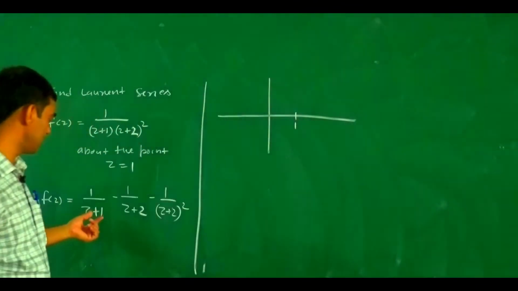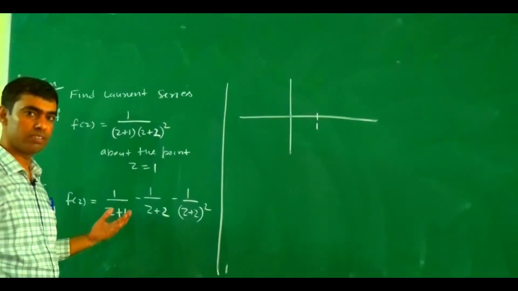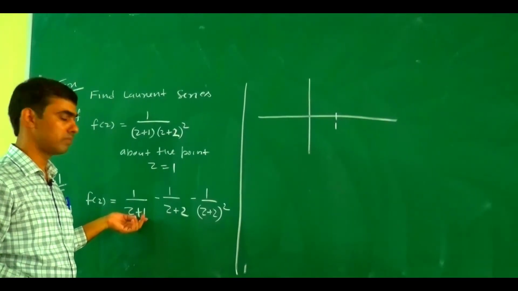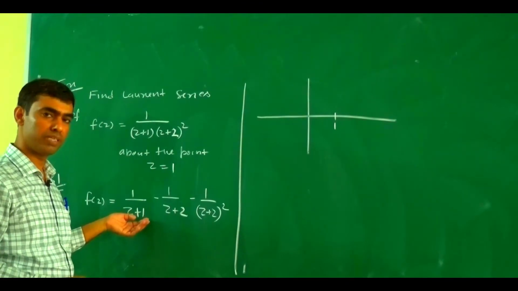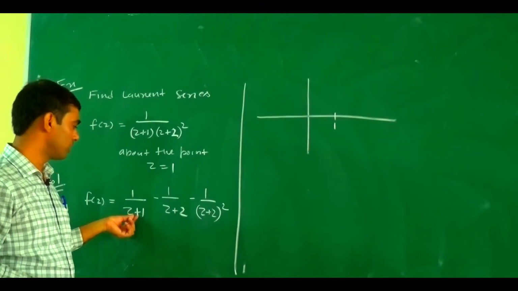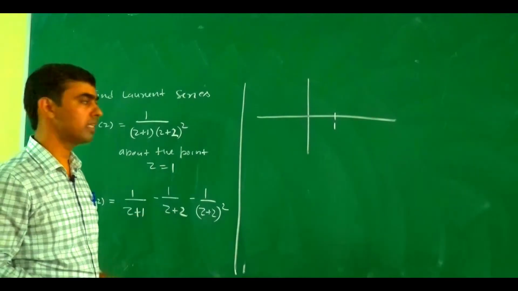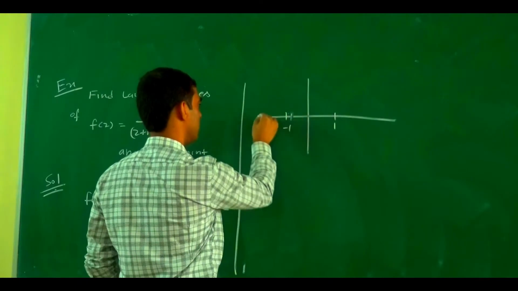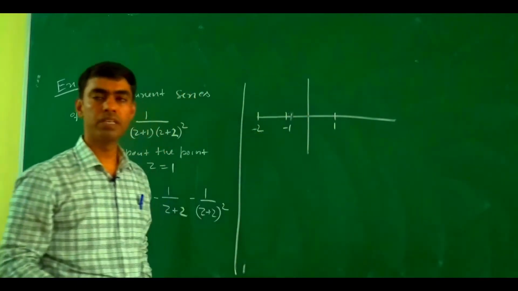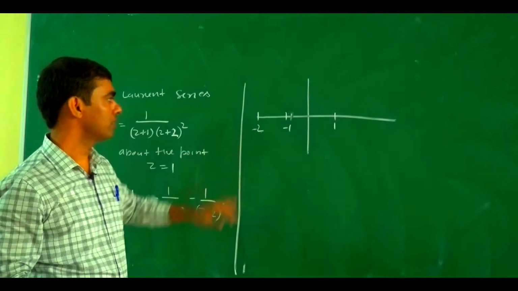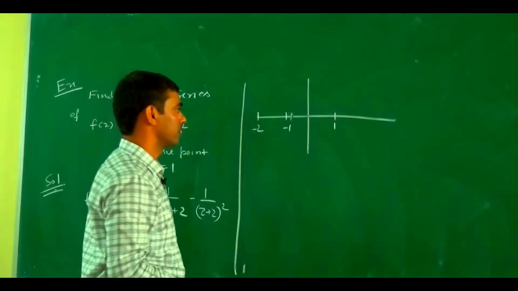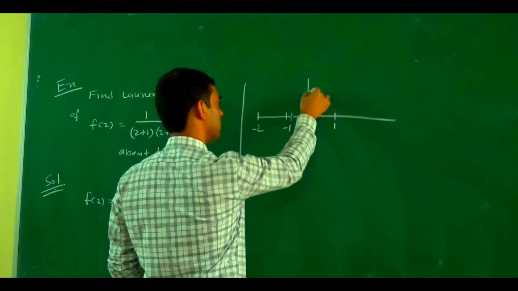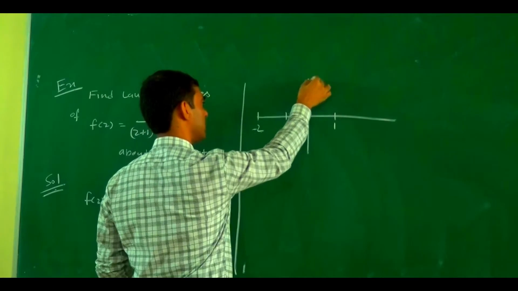What are the singular points? Here I am not saying singular points; we say where the function is not analytic, because up to this level we have not defined singular points. So z equal minus 1 and z equal minus 2 are the points where the function is not analytic. About the point 1, if we draw the circle, the radius is 2.